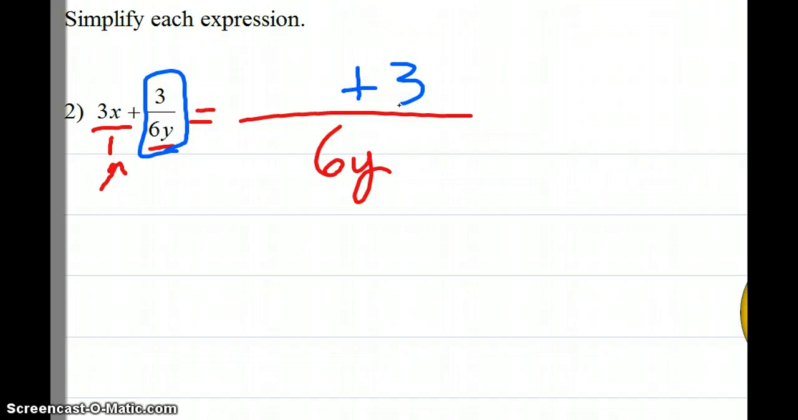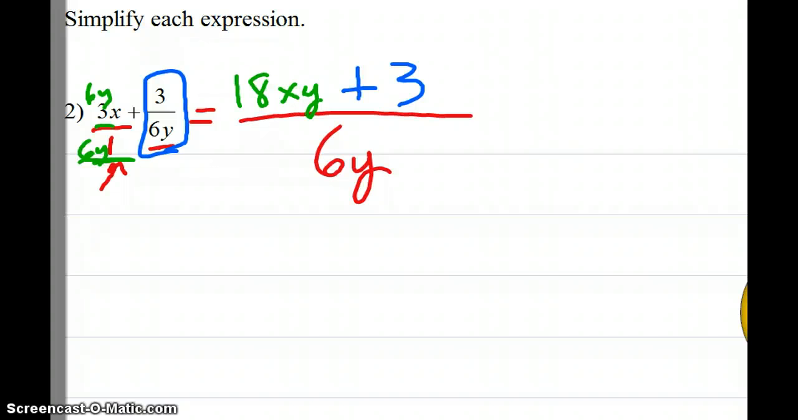We'll just make that a 3. How do we change a 1 to look like 6y? We're going to have to multiply both top and bottom by a 6y. And how do we multiply a 6y times a 3x? Multiply the numbers together first. So 6 times 3 is 18. And how do we multiply x and y together? We just put x and y together like that.